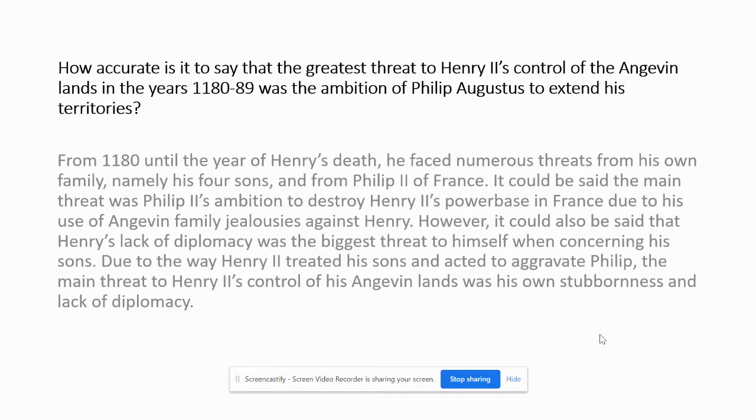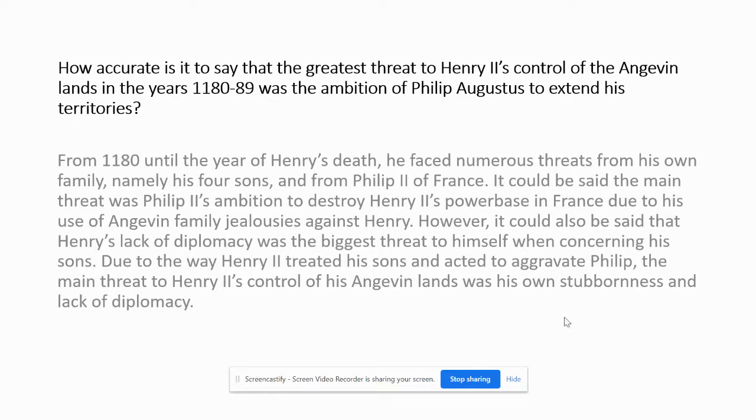So we're going to look through 3 examples of introductions from the 3 essays from the 3 different routes that we study at Peter Symonds. This first one is a Henry II essay. How accurate is it to say that the greatest threat to Henry II's control of the Angevin lands in the years 1180 to 89 was the ambition of Philip Augustus to extend his territory? So this is a cause question about what was that greatest threat to Henry's control.